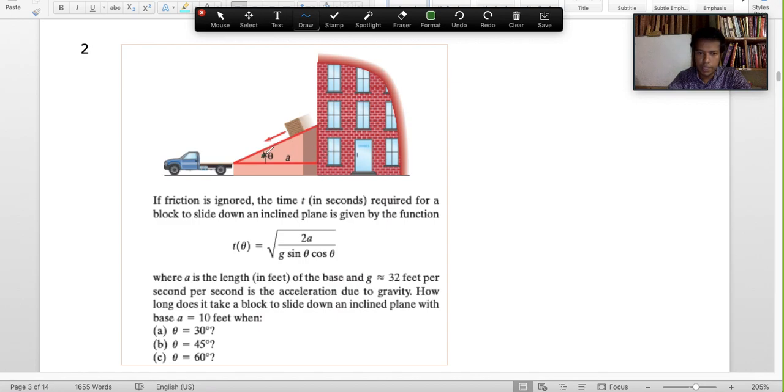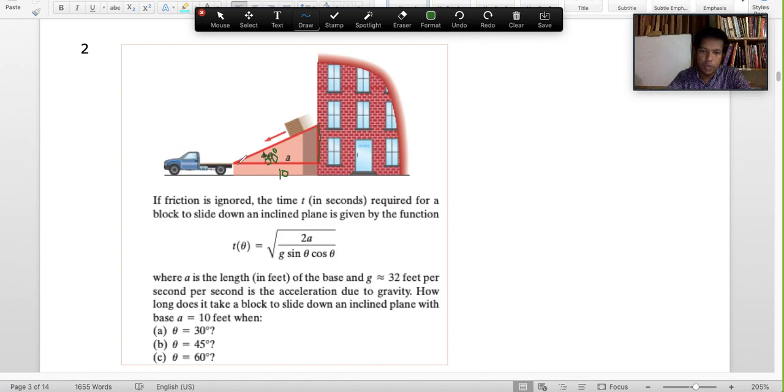Suppose you have this 30 degree angle, and this is 10 feet. So a equals 10 feet. From this 30 degree and this 10, you can find out this height. You can find out this also, whatever you want, by using the SOHCAHTOA formula. How to do that?